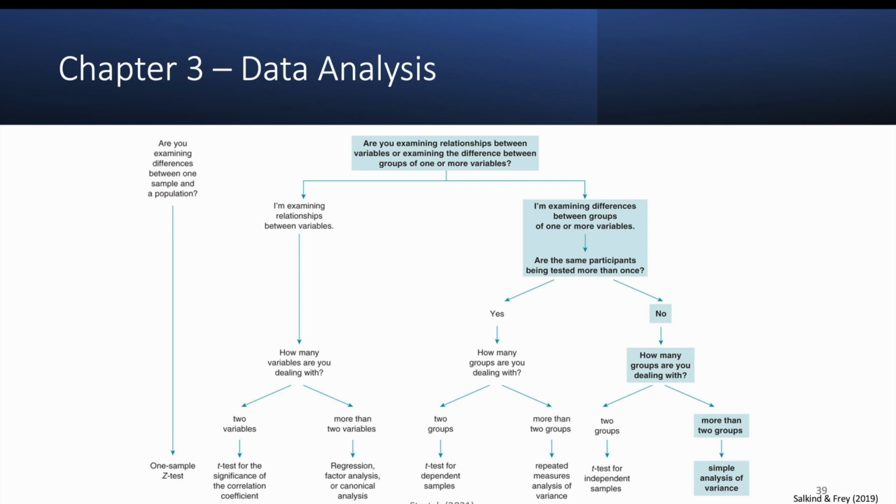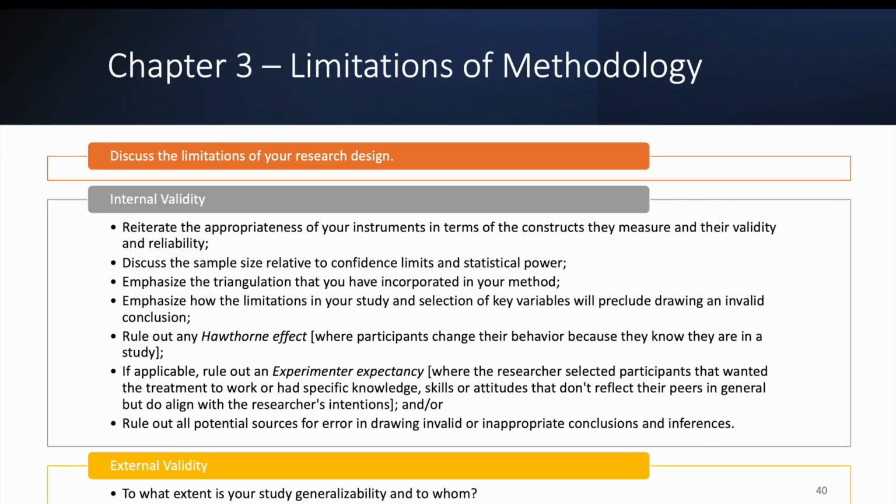We're going to be using some of these in class to help you determine what statistical analysis to use when. And then there's limitations of the methodology. Limitations, there are always limitations. So you've really got to think through what are the risks to internal validity. There's lots of them. And then what are the risks to external validity? So what would reduce my ability to generalize my results, and to whom can I generalize my results?